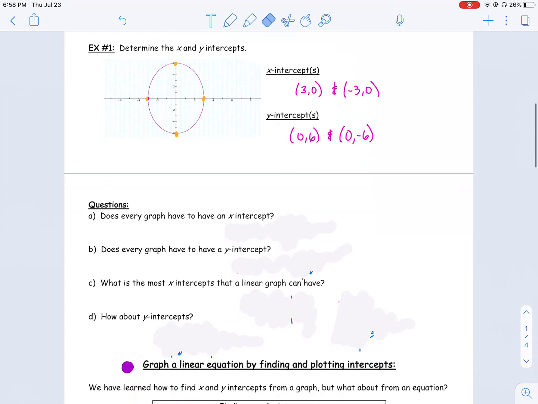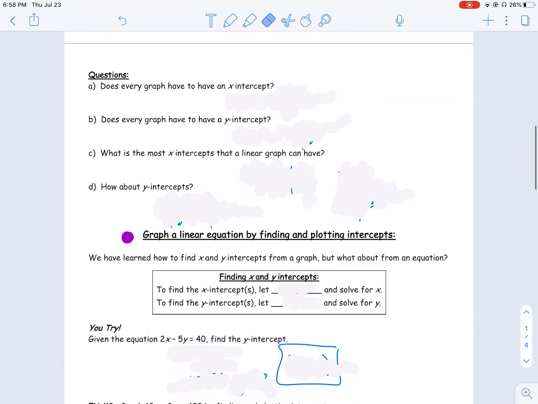So let's talk about a few questions about intercepts. Do you think every graph has an x-intercept? Do you think every graph touches the x-axis? If not, could you draw me an example? What about this? Doesn't a horizontal line never touch the x-axis? So sometimes I might not have an x-intercept, right? That horizontal line is an example.